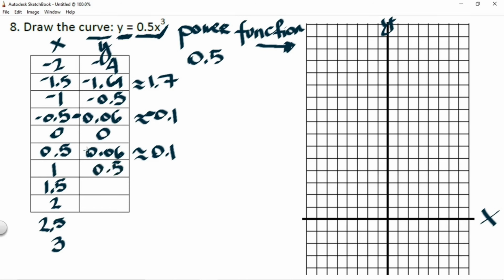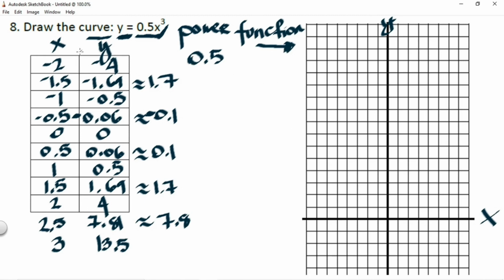If x is +1.5, y is +1.69, or 1.7. If x is 2, y is +4. If x is 2.5, y is 7.81, or 7.8. And lastly, if x is 3, y is 13.5. Our points are now complete. We can now plot these points on this graph.